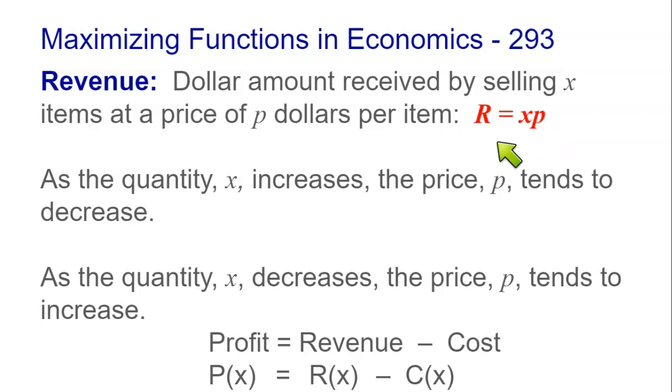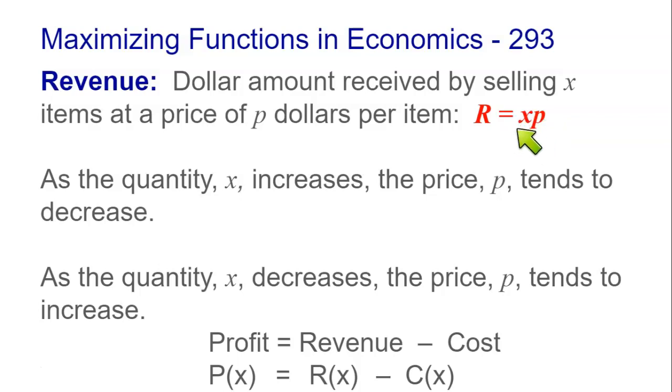Some things that we need to realize is that as the quantity of X increases, the price tends to decrease. And so this price is going to be a separate function that you're going to be given, and it's going to be situational. So it's going to represent whatever situation we're referring to, and we'll look at that in a couple different examples.